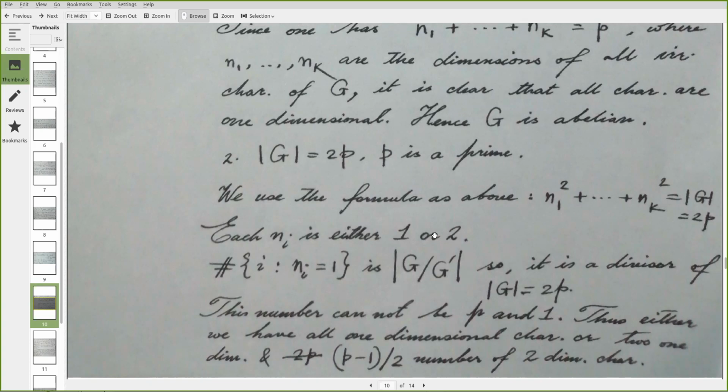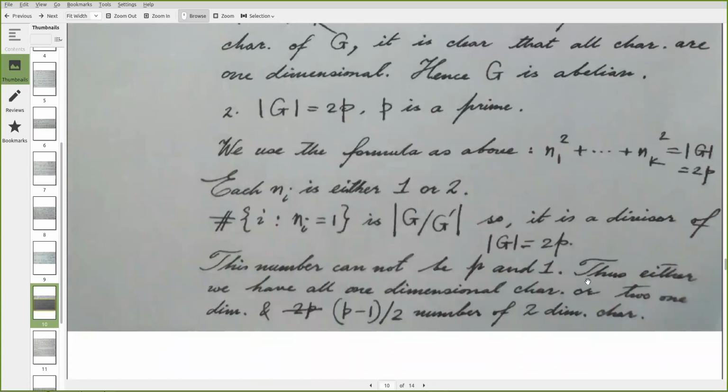Therefore, the number of i so that Ni is 1 is the order of G divided by the order of G prime, which is a divisor of 2p, the order of G. Since it's a divisor of 2p, it can be 2p, p, 2 or 1. Now I just leave you to check that the middle possibilities, like p and 2, cannot happen.